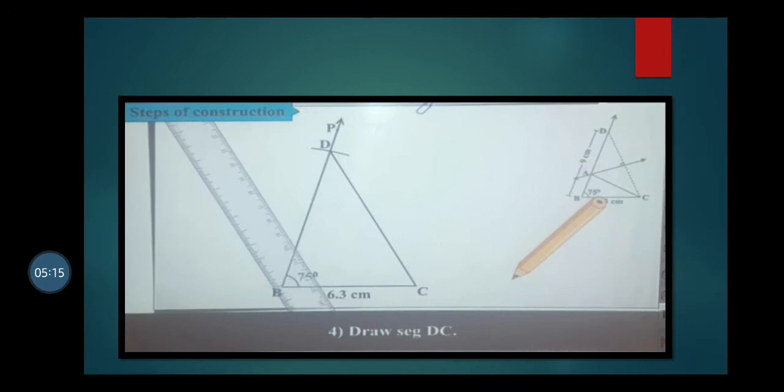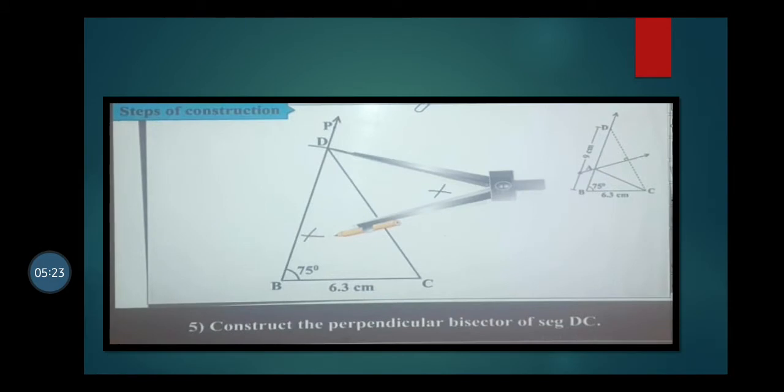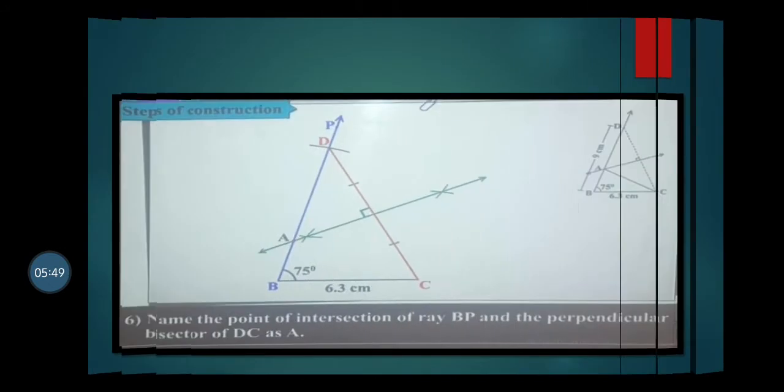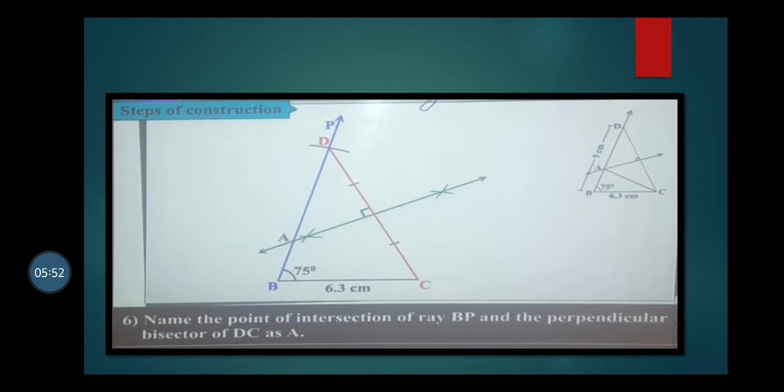Then step number 4, draw seg DC. That means you will join points D and C. A triangle is formed. Step number 5: construct a perpendicular bisector of seg DC. To construct a perpendicular bisector of DC, you will place your rounder on point D, take more than half of DC, and cut an arc up and down. Similarly, you will place the rounder on point C and cut an arc up and down. Then join them. Give the point A, which is lying on ray BP.